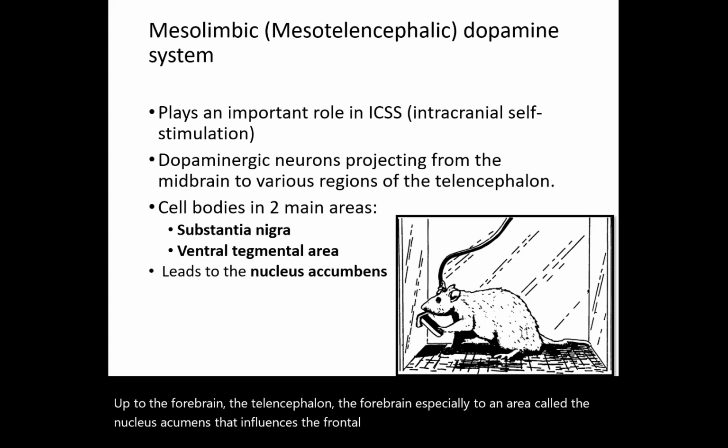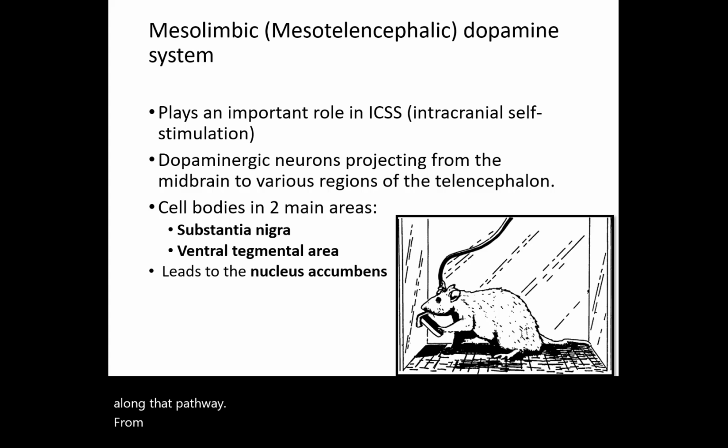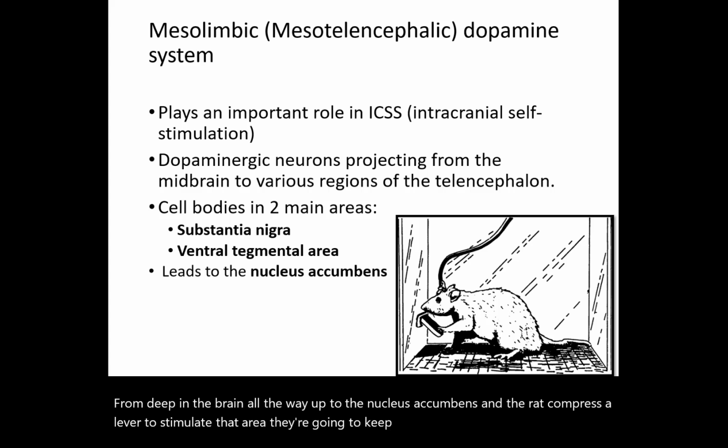If I stick an electrode in a rat anywhere along that pathway, from deep in the brain all the way up to the nucleus accumbens, and the rat can press a lever to stimulate that area, they're going to keep pressing that lever, and they're going to do nothing else.